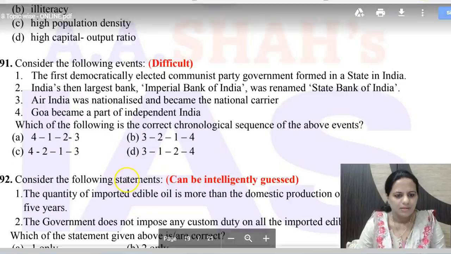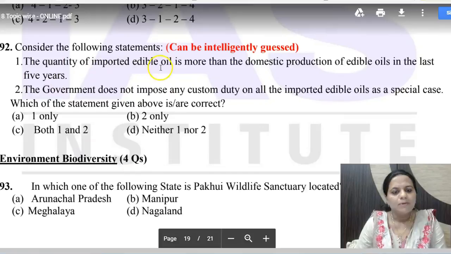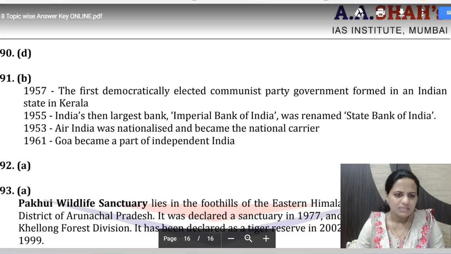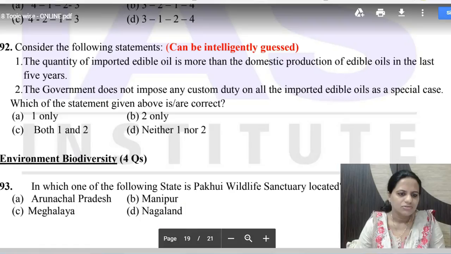The next is, consider the following statements. The quantity of imported edible oil is more than the domestic production of edible oils in the last 5 years. And second is, the government does not impose any custom duty on all the imported edible oils as a special case. So, of course, custom duty is imposed. So, this is incorrect. Statement 2 is incorrect. And, of course, imported edible oil has increased. So, actually, the first statement is correct. So, for 92, the correct answer is A.